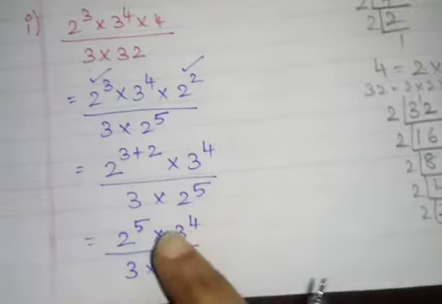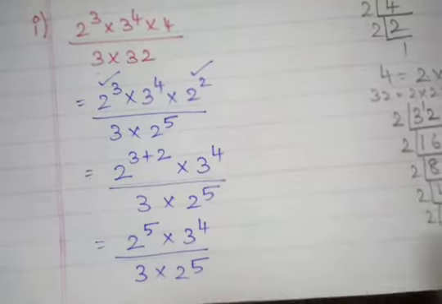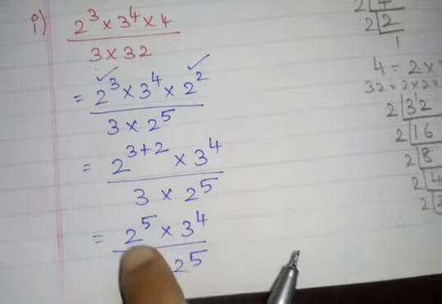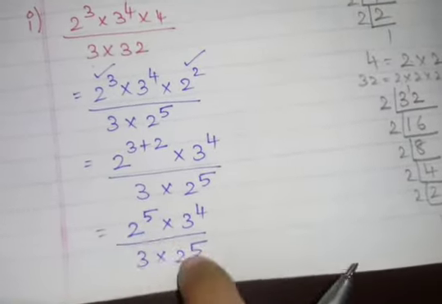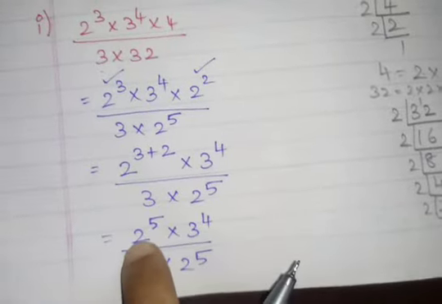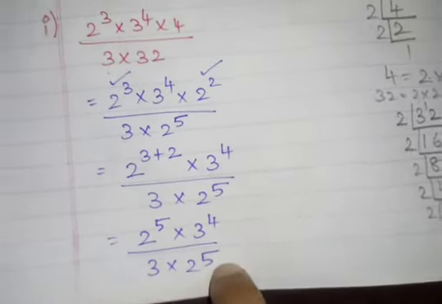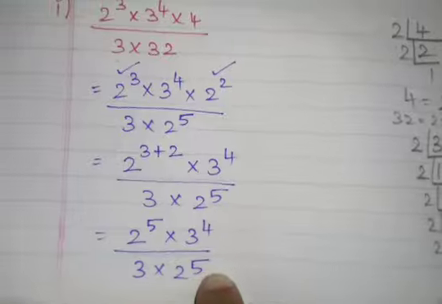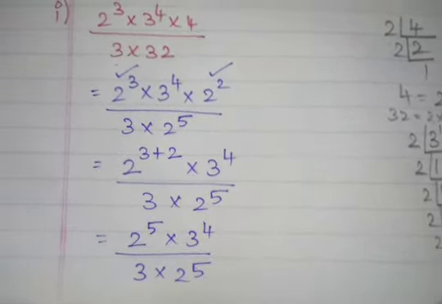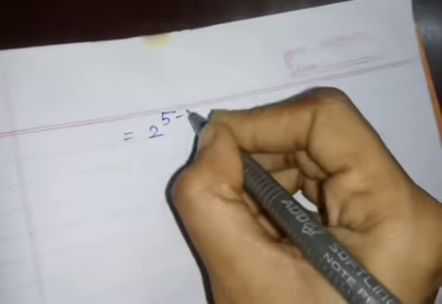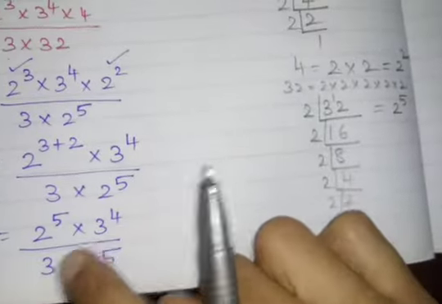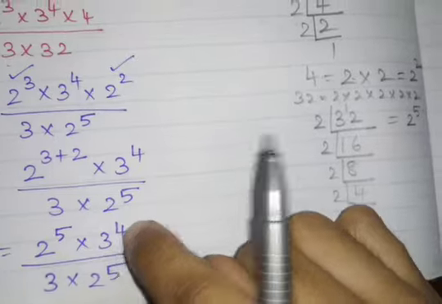Now, is there anything common in the numerators? No. And denominator? No. Now we can compare the numerator and denominator, which means 2 power 5 and 2 power 5. Both are division but have the same base. So what will you do? You will subtract the powers. So how will we write? 2 power 5 minus 5 into 3 power 4 minus 1.